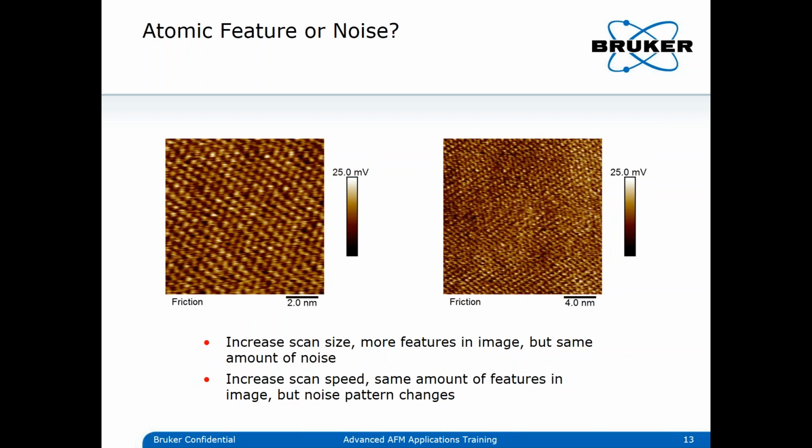Then always the question is, is it an atomic feature you're seeing, or is it just noise? So one of the tests is if you increase the scan size, you should see more features in the image, but the noise should be still the same if you just double the scan size, for instance. If you increase the scan speed, you should have still the same amount of features, but your noise pattern will change. And this is most probably the strongest hint on that. So if you just increase the speed again, you would see that the noise, if it's noise, the distance of the noise changes towards each other.